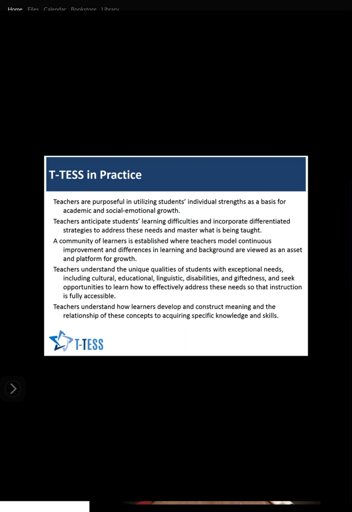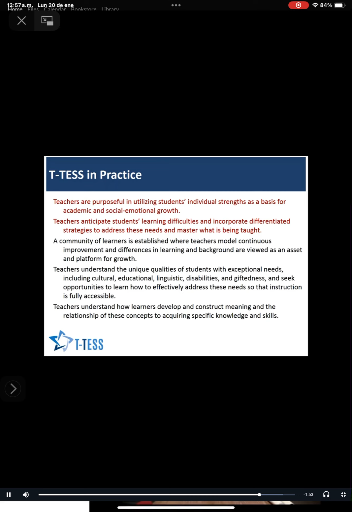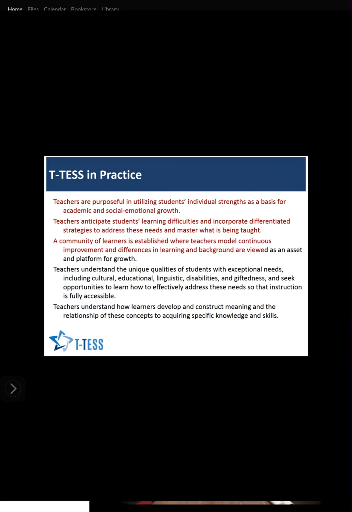Let's take knowledge of students to the practical application level and identify some of the key behaviors we would see and hear in practice. First, teachers are purposeful in utilizing students' individual strengths as a basis for academic and social-emotional growth. Also, teachers anticipate students' learning difficulties and incorporate differentiated strategies to address these needs and master what is being taught. A community of learners is established where teachers model continuous improvement, and differences in learning and background are viewed as an asset and platform for growth.